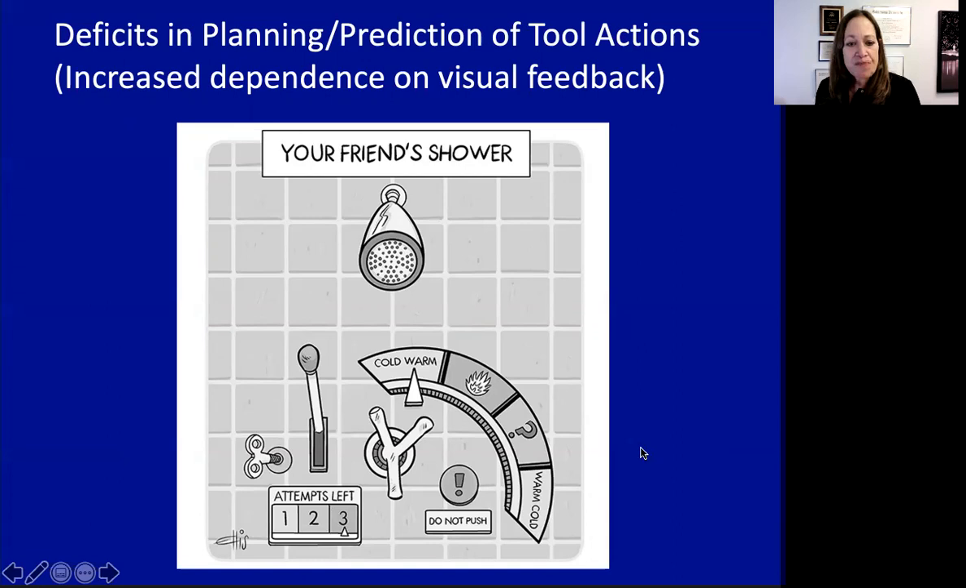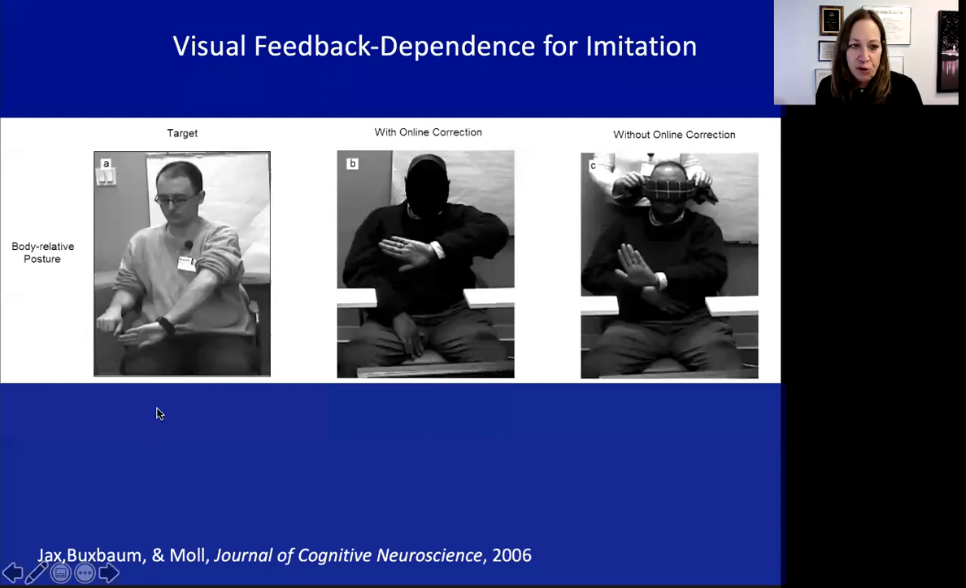Now, in one of our earlier studies, this is work of Steve Jacks, a former postdoc, we looked at the role of visual feedback dependence in praxis in imitation actions. And so here the task was quite simple. Subjects simply had to imitate a video of an examiner who was positioning his hand relative to another part of the body. And I don't have time today, but this body relative posturing is quite hard for these patients.